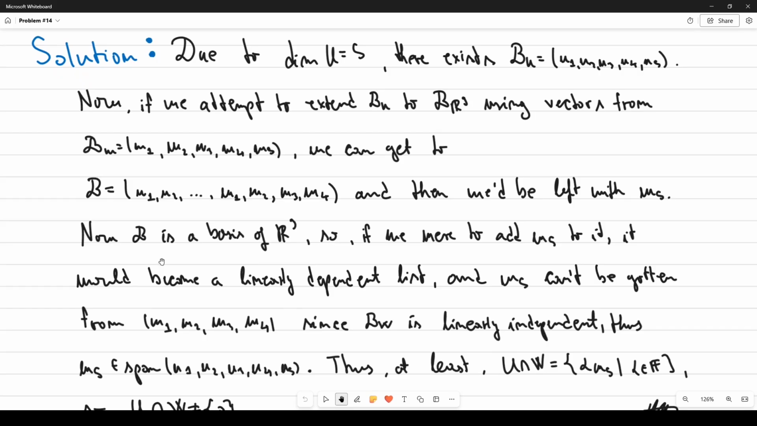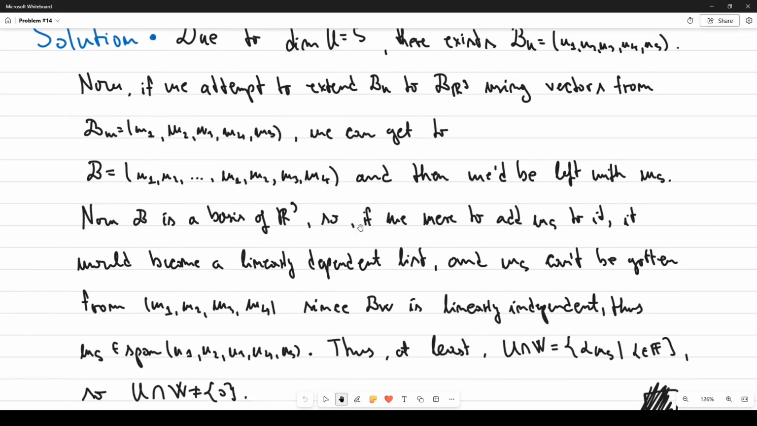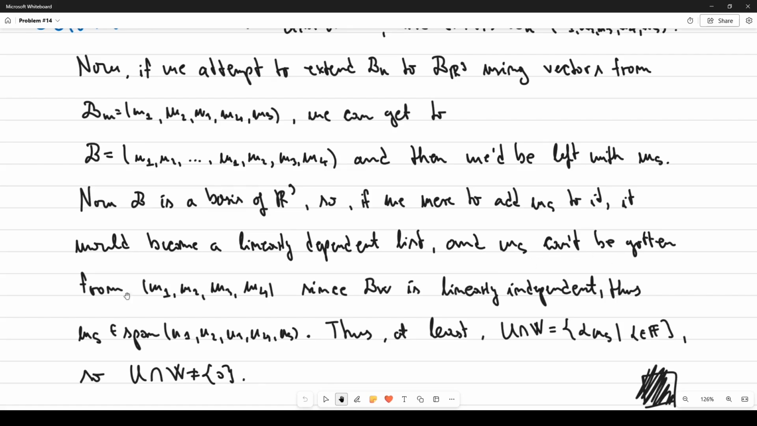So now b is a basis of R to the 9th. So if we were to add w5 to it, it would become a linearly dependent list. And v5 can't be gotten from any of these vectors, w1, w2, w3, w4, due to those being the vectors of the basis of w. So all of these vectors plus w5 are linearly independent. So when we add w5 to this list, it has to be in the span of the vectors u.